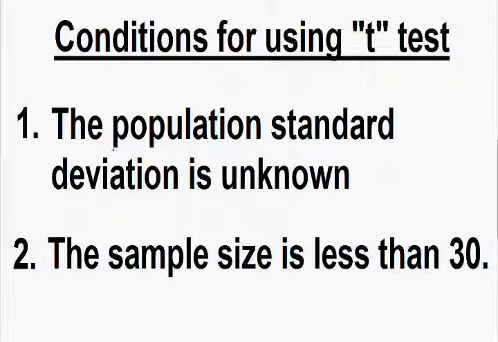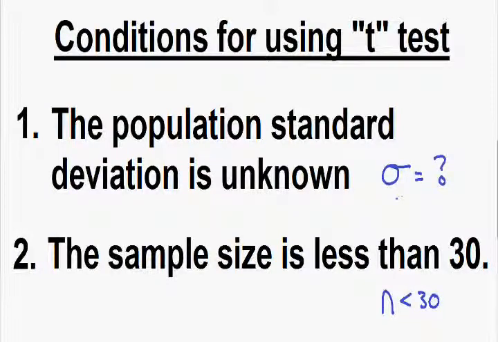The first one is the population standard deviation is unknown. That is our first condition for using the t-test. Our population standard deviation, which is the Greek letter sigma, is unknown. We don't know what it is. And the second condition is the sample size is less than 30. The sample size is always written with the letter n, and it is less than 30. Both of these conditions need to be met to use the t-test.